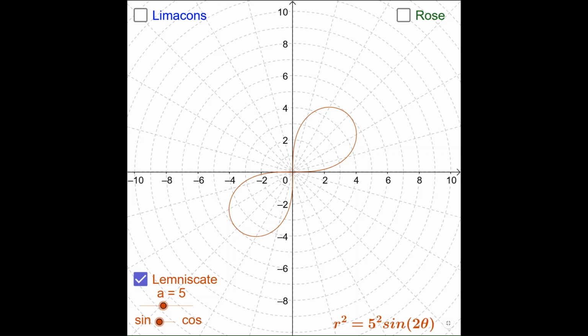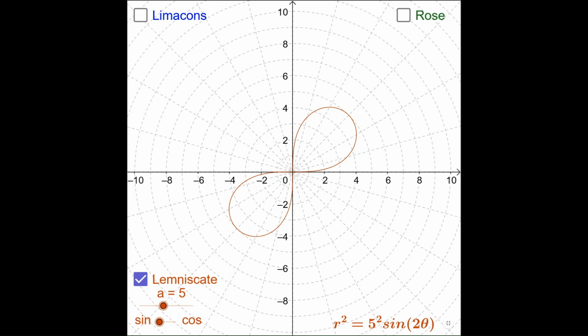So again, in the polar coordinate system, we have these concentric circles. Each circle is a distance of 1 unit further out from the origin. So the two petals have a radius of 5, which we get from our equation, right? The a squared is 5 squared.